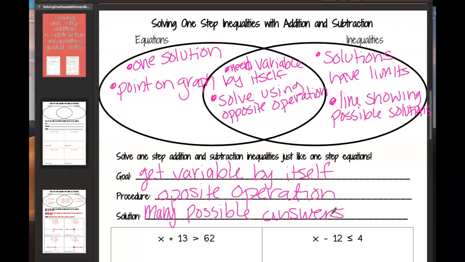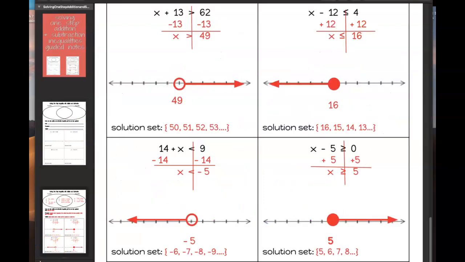Now I want you to go through and finish the bottom of this page, graph it, and solve it, and then you can check your answers once you're done. Hopefully you did pause the video, but here are your solutions to the ones you just solved. If you did something wrong, evaluate it and fix it so that you have the correct answer.